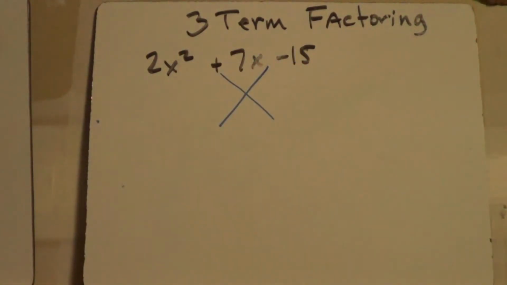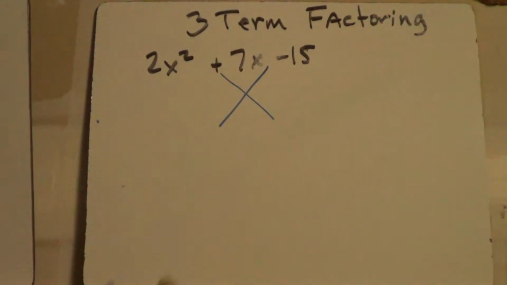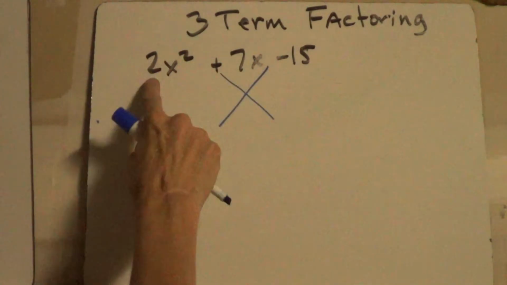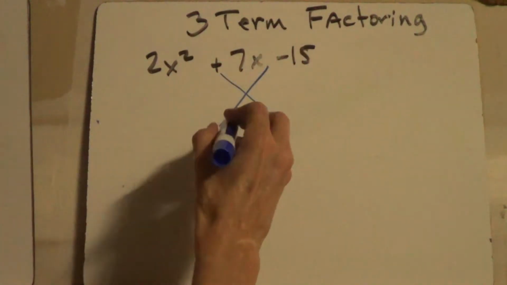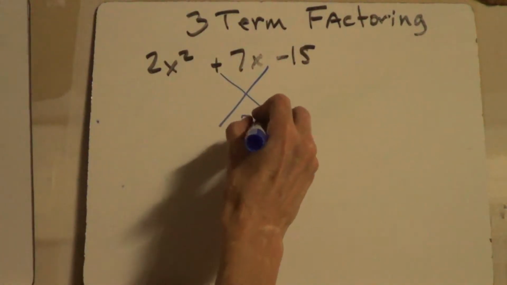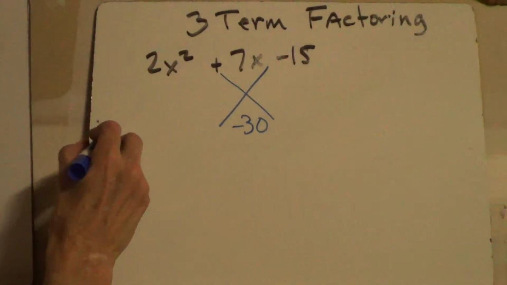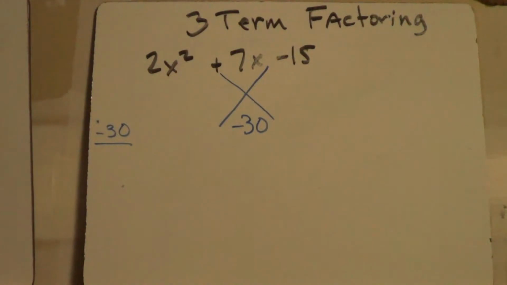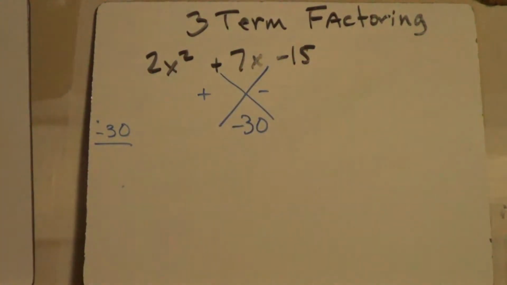Now remember, in the X game, we have a number down here and a number up there. The way we get the number down here is we take the last term and the first term and we multiply them. So 2 times negative 15 is negative 30. Now, I want you to think of all your factors of negative 30. Because it's a negative, it'll be a plus and a minus. You would end up subtracting to get 7.